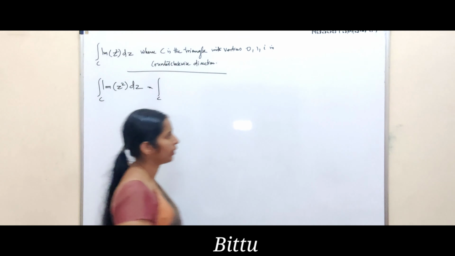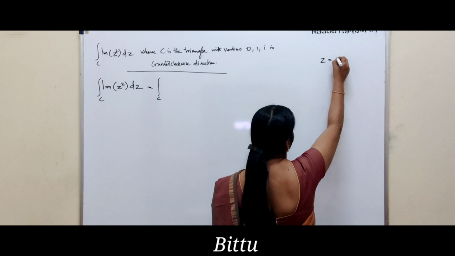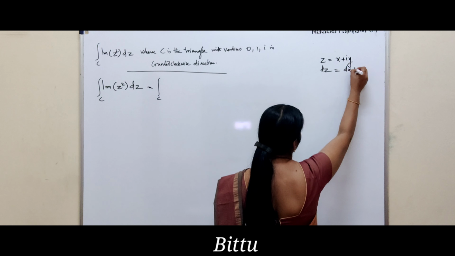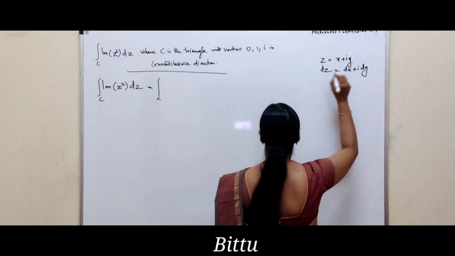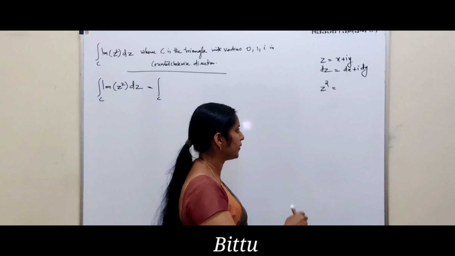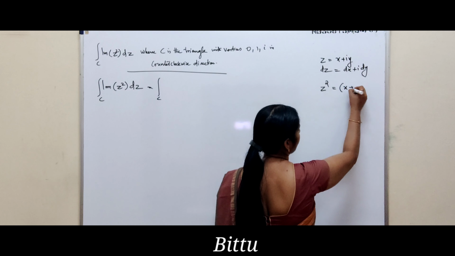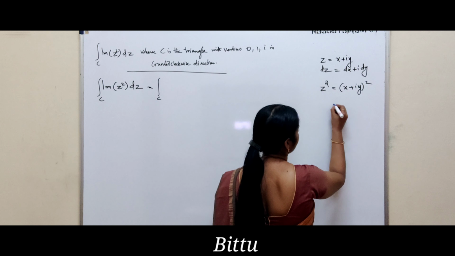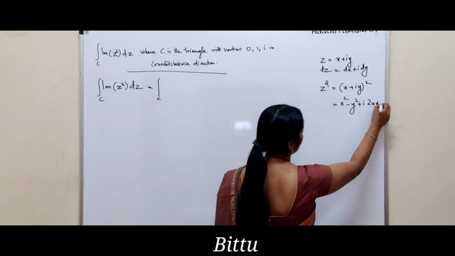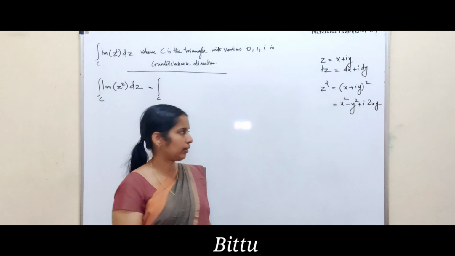See, it is z square. We have z equal to x plus iy. Always dz is dx plus i dy. Here, we have to find the imaginary part of z square. So, what is z square? It is x plus iy the whole square. That is x square minus y square plus i into 2xy. You expand by using a plus b the whole square.